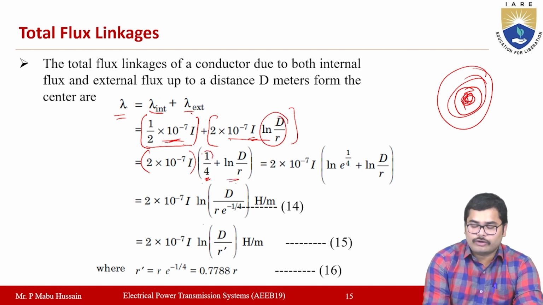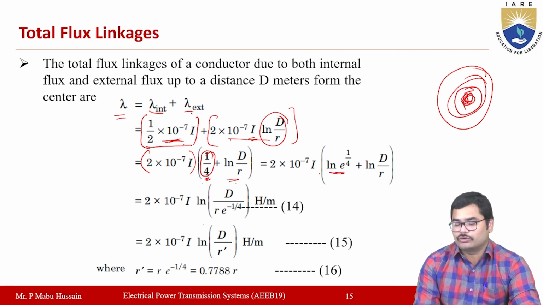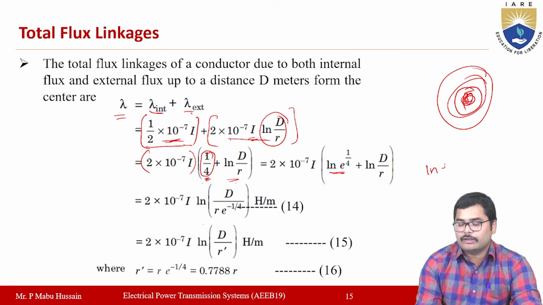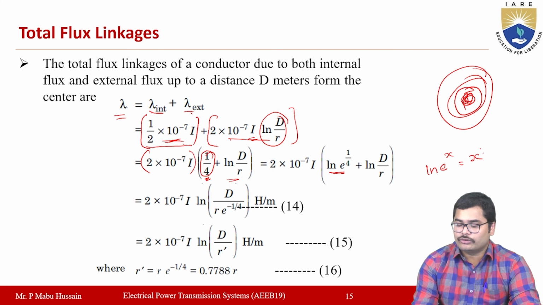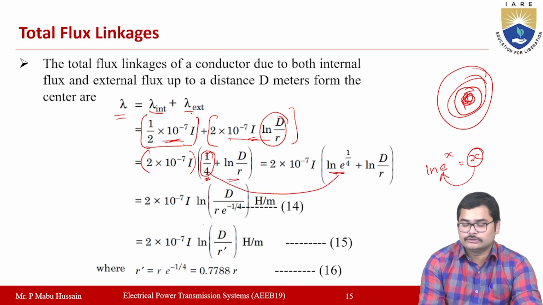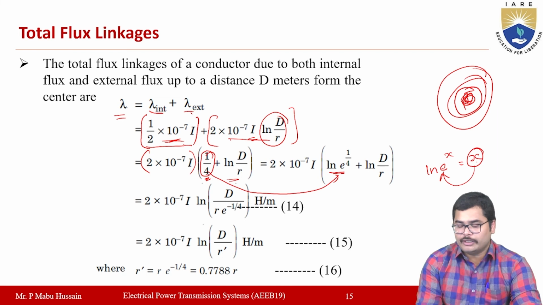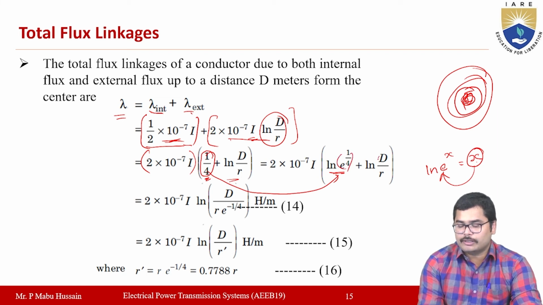Now this 1 by 4 you can write as ln e power 1 by 4. Why? Because ln e power anything will be equal to that x. So if you know the value of x, you can write it as ln e power x. That I am going to do here: 1 by 4 I am writing as ln e power 1 by 4. Now this will be log a plus log b.